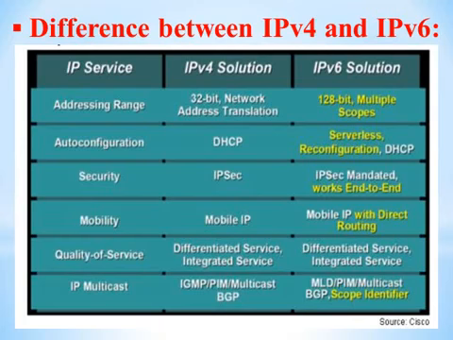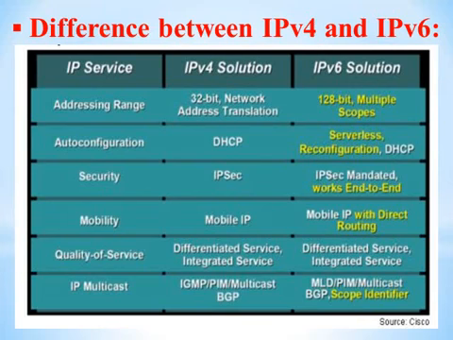The fourth parameter of IP service is mobility. In IPv4 it is mobile IP, that is mobile internet protocol, whereas in IPv6 it is mobile IP with direct routing. Next is quality of service. Differentiated service and integrated service are in IPv4, whereas in IPv6 there are differentiated services with integrated services. So quality of service is nearly the same in IPv4 and IPv6.